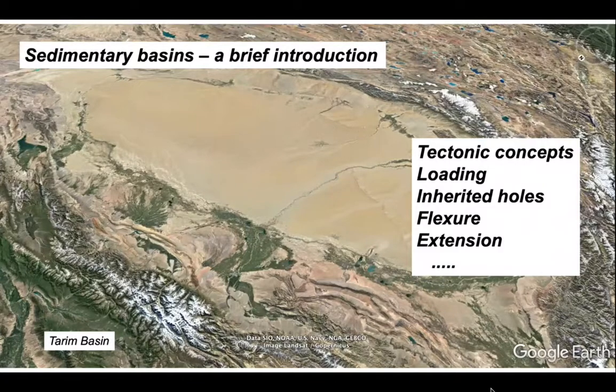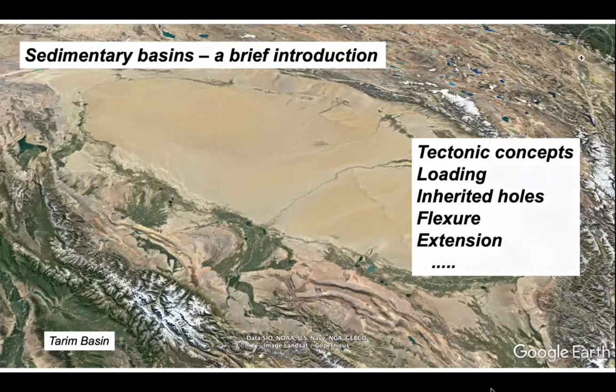We'll look at the ways in which sedimentary successions load plates and how they may accumulate within inherited holes. But much of what we'll look at is how holes, basins themselves, may be formed tectonically through the processes of plate bending, so-called flexure, and by pulling plates apart through extensional tectonics. And we'll also look at a rather surprising type of process as well. But more of that later.